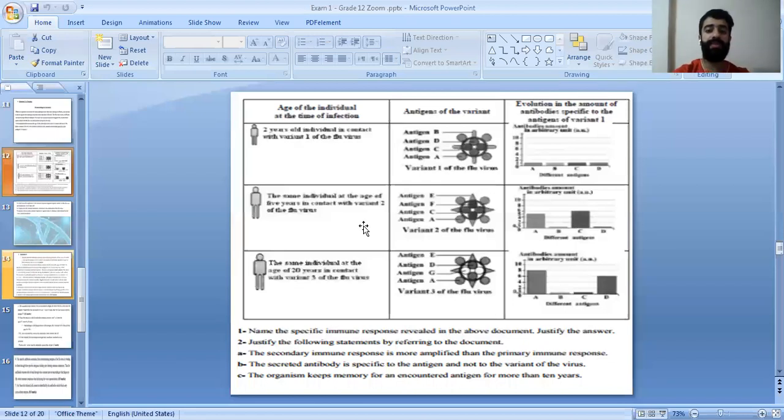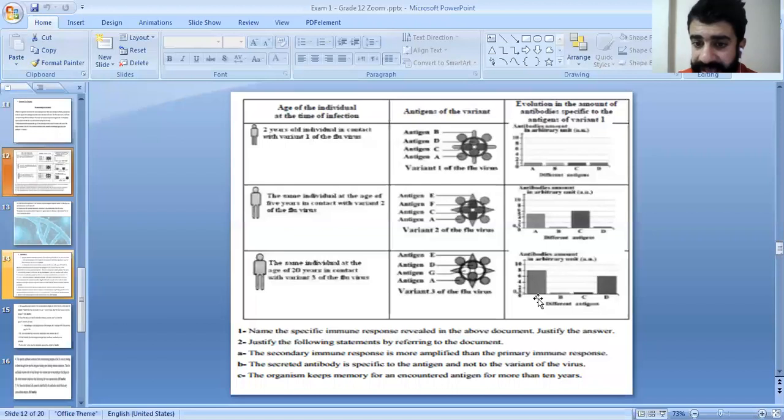Okay? The same individual at the age of 20 years in contact with variant number 3 of the flu virus. Variant number 3 contains the antigens A, G, D, and E. So A and D are common with the age of 2, while G and E are common with the age of 5. Actually, G is a new antigen. So let's see the amount of antibodies against the specific antigens.